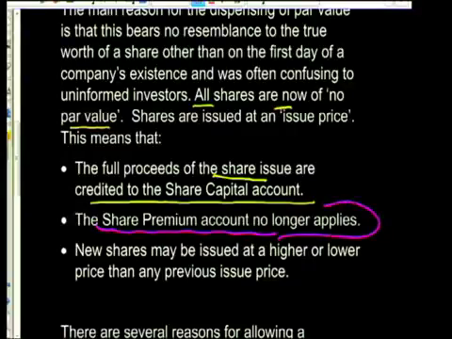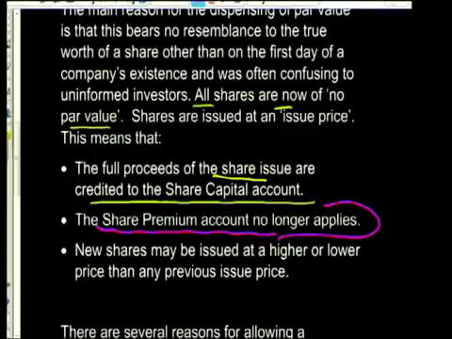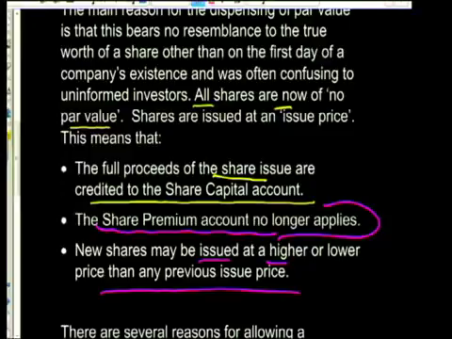Grade 12s, an appeal to you: when you're working through past papers, those questions that deal with shares of a par value and that deal with a premium have to be amended. You cannot work with those questions. We also find that new shares may now be issued at a higher or a lower price than the previous issue price. So the price would differ every time the shares are issued.